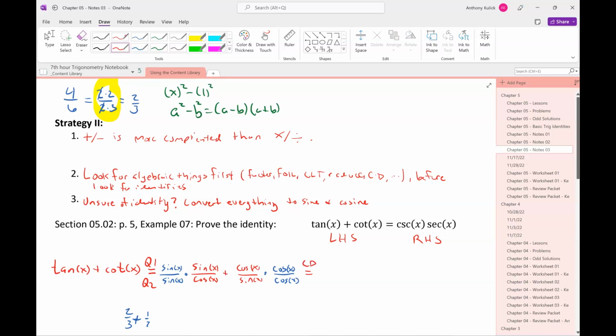Okay, what's sine x times sine x? Well, what's x times x? It would be x squared, right? So this is going to be sine squared x. And what's cosine x times cosine x? Cosine squared x. Very good. And that's going to be all over sine x times cosine x.